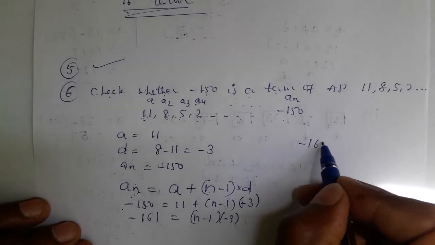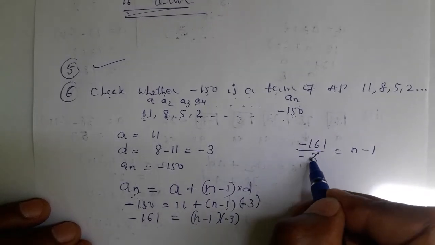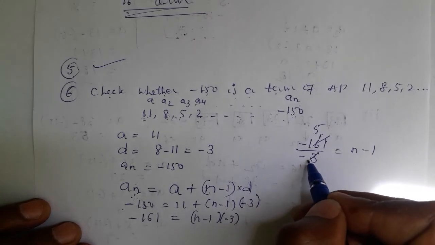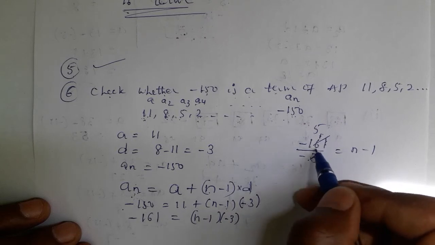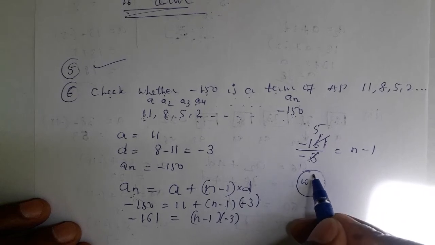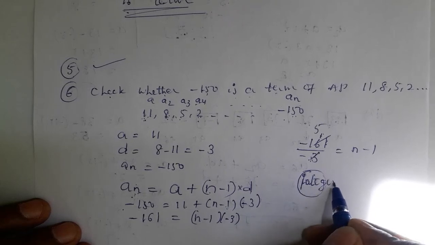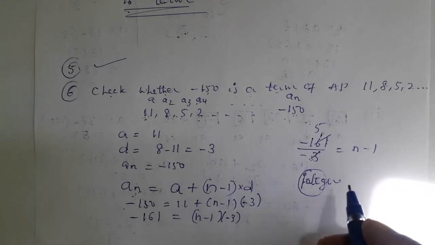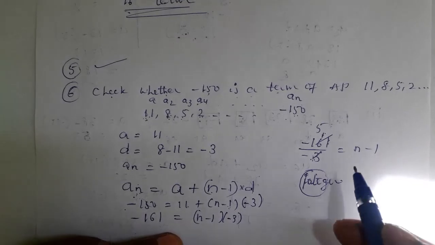Next, minus 161 by minus 3 equals n minus 1. Correct. 3 5s are 15, 1 is the remainder, 11. So 3 doesn't divide 161 exactly. It divides only with a decimal. Without a decimal it doesn't divide. So we are not getting a round figure here. We are not getting an integer here. Whether negative integer or positive integer, whatever, but we are not getting an integer. We are getting a rational number here, not an integer.